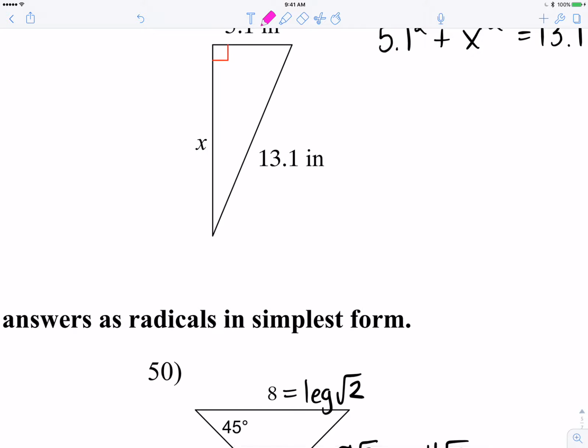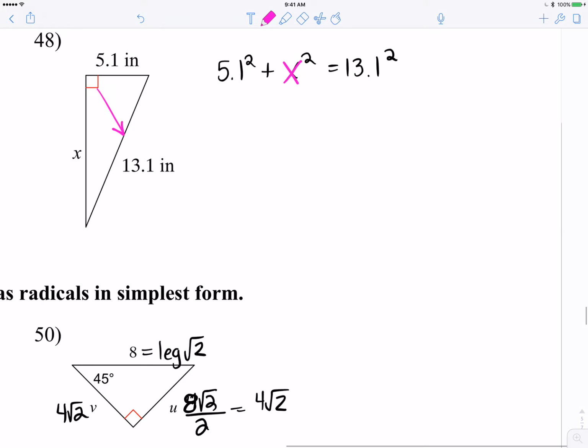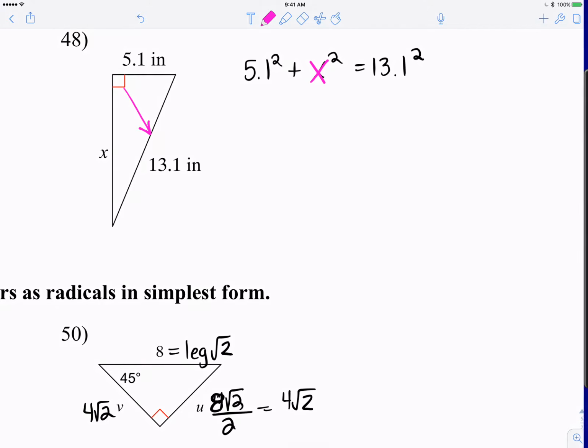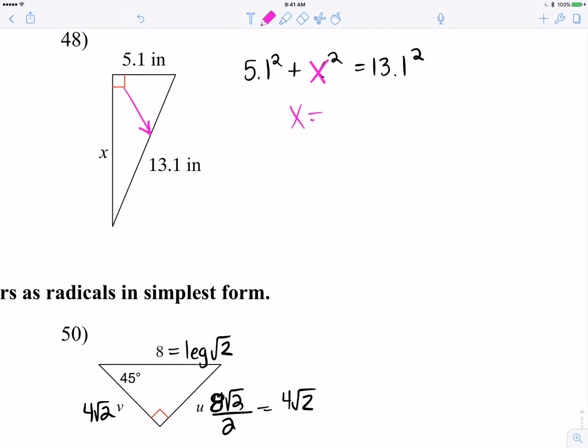Number 48, we have the hypotenuse again, so we're looking for A or B, whatever you want to call it. So that's why the x is here and not on the outside of the problem. So we have 5.1 squared plus x squared equals 13.1 squared. And when we solve that, we get 12.07 for x.